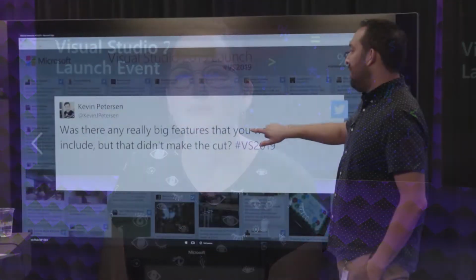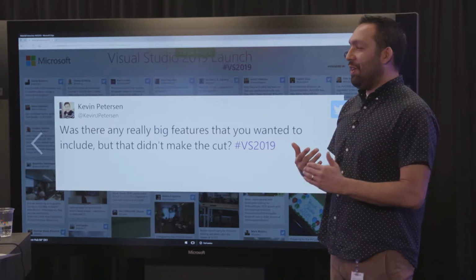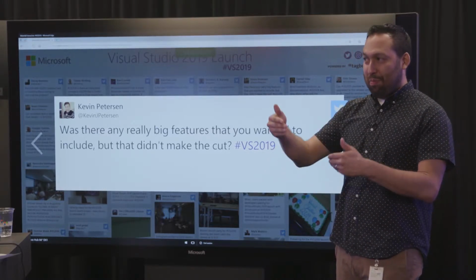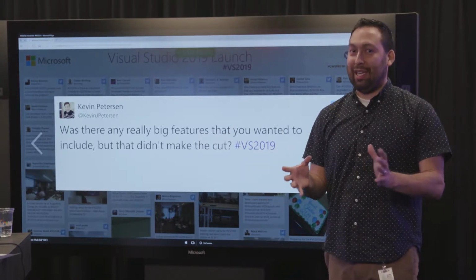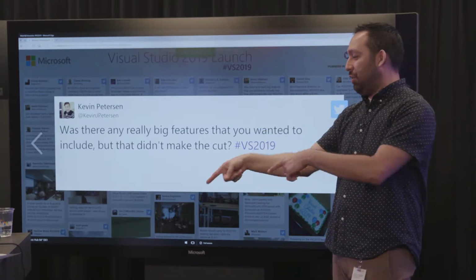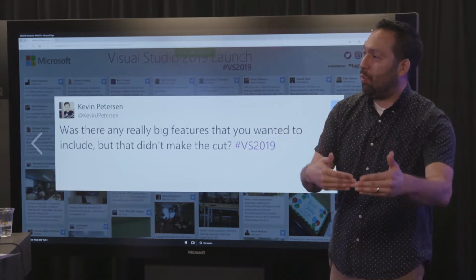Now here's a fun question. Were there any really big features that you wanted to include but didn't make the cut? It feels like recently with Visual Studio we've been putting out stuff super early. It's not like it used to be, where we'd wait 2 years and then it would come in this huge box. Tell us a little bit about how you plan and what goes into releases.